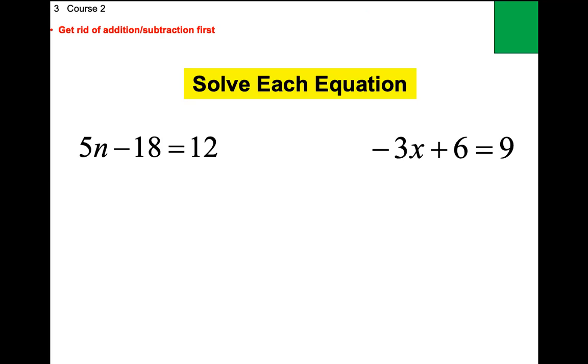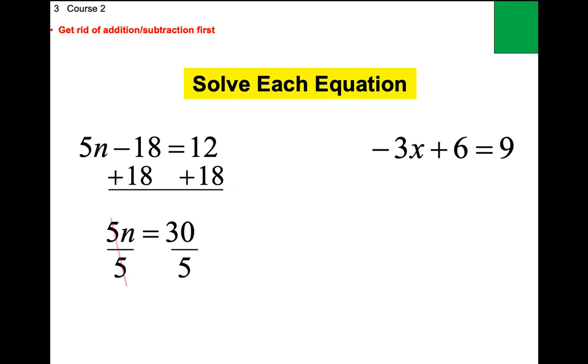All right, Christian, talk us through that first one on the left. What do we do first? Add 18 to both sides, that gives me 30. Now what? 30 divided by 5 is 6. I get n equals 6. We got it? Okay.